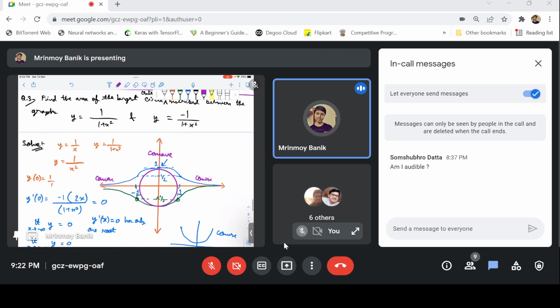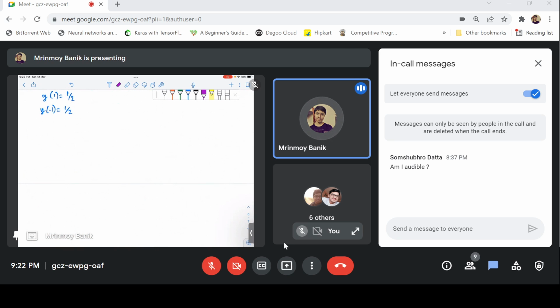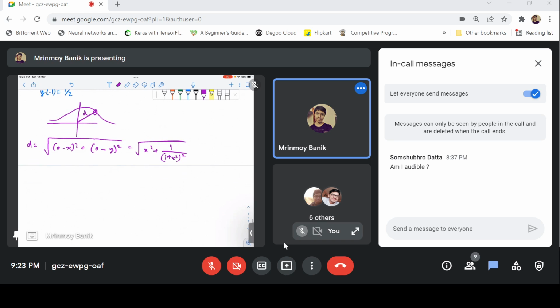Okay, so to find the largest radius of the circle, what is the distance between the origin and any point on the curve? So this is d. d equals the square root of (0 minus x) squared plus (0 minus y) squared. So it's x squared plus (1 by 1 plus x squared) whole squared. So we have to maximize it, right? Oh, sorry, it has to inscribe, right? We have to minimize it.